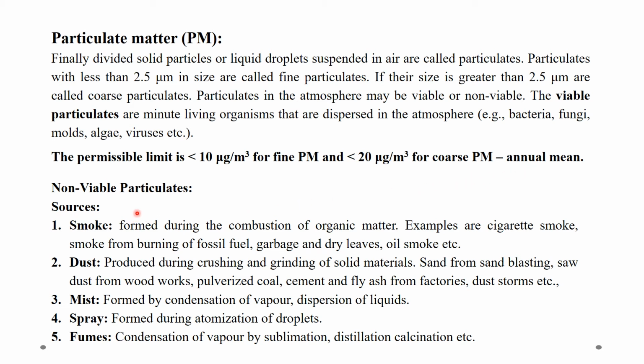The main sources of non-viable particulate matters are smoke, dust, mist, spray, fumes, etc. Smoke is formed during the combustion of organic matter. Examples are cigarette smoking, smoke from burning of fossil fuels, garbage, dry leaves, oil, etc. During burning of these things, there will be the production of smoke into the atmosphere.